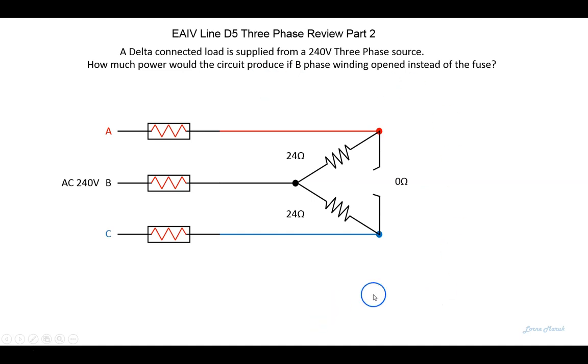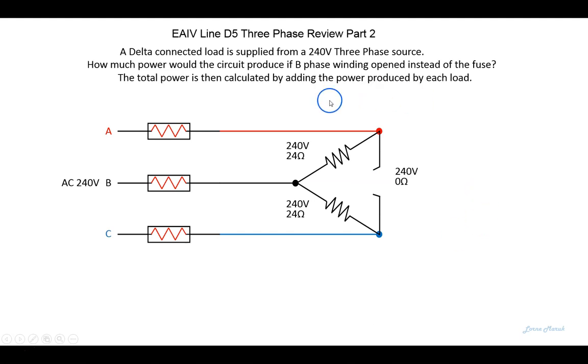Now let's look at it with an open load or an open phase winding. Same circuit as before, but now instead of a fuse, we've lost a winding. You calculate the total power produced by each load. You could go E squared over R once again to get P. Here, we've got no amp, no circuit. We have a potential, 240 volts across there, but no current draw, so no power produced.